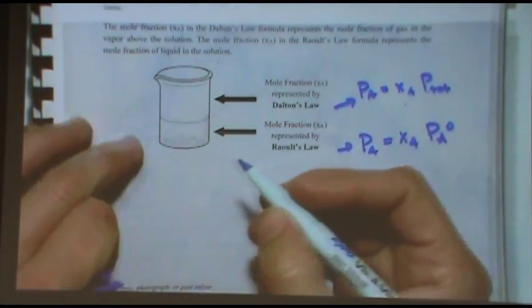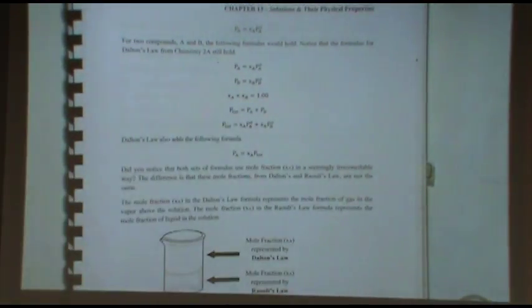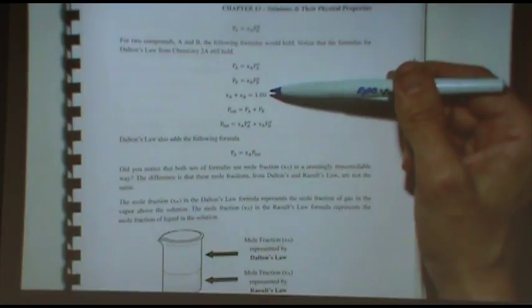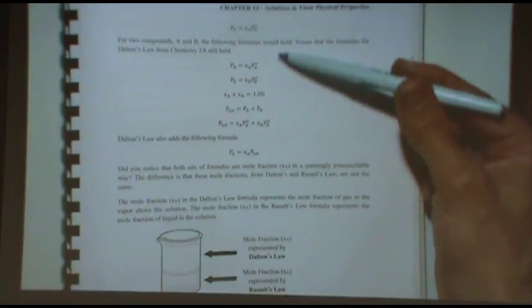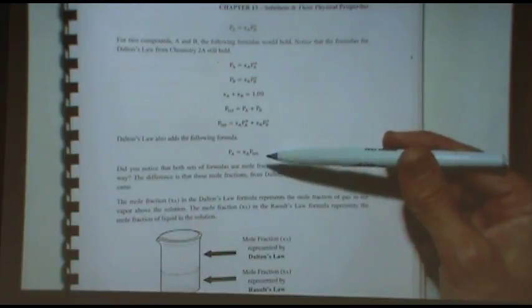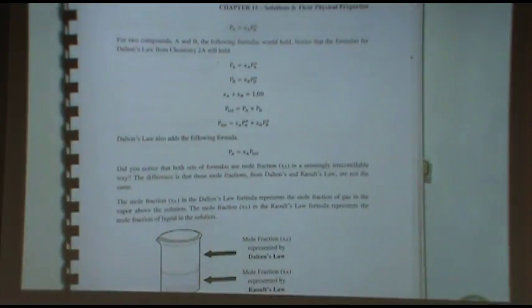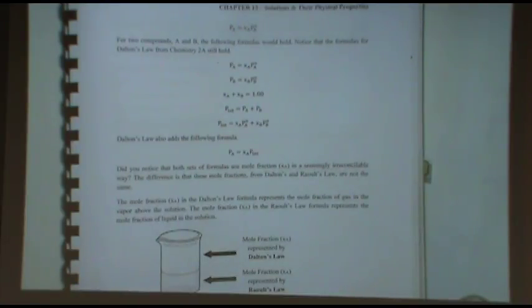So a couple other notes. They're up here at the top of this page. Remember that the sum of the mole fractions will equal 1, and the sum of the partial pressures is equal to total pressure. And this one specifically includes Raoult's law, so you see Raoult's law here. Dalton's law is the one written right there. So you need to read prepositional phrases correctly. If we ask for the mole fraction above the solution, we're asking you to use Dalton's law to find that. If we're asking for the mole fraction in the solution, we're asking you to use Raoult's law in some way.